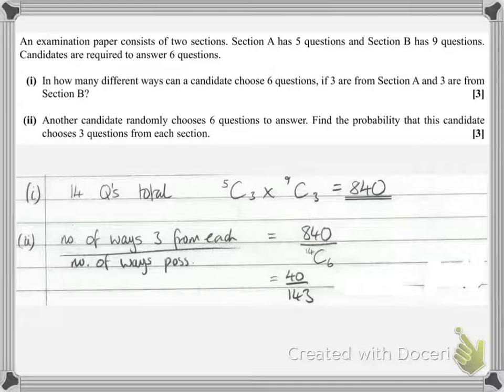This is not a particularly easy fraction to recognise, so we might want to write that as a decimal. That would be 0.280, which is rounded to 3 significant figures. And as usual, whenever we round our final answer, we should write in brackets the rounding that we've used.